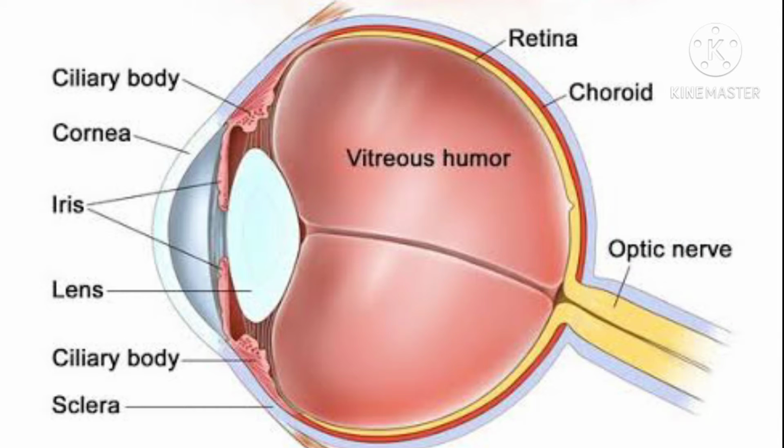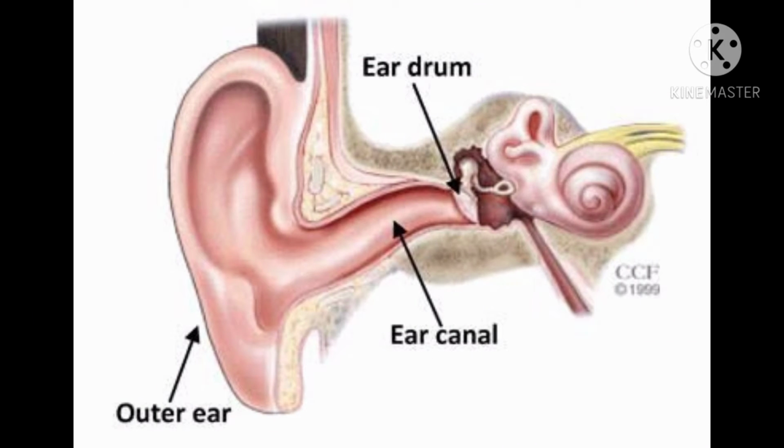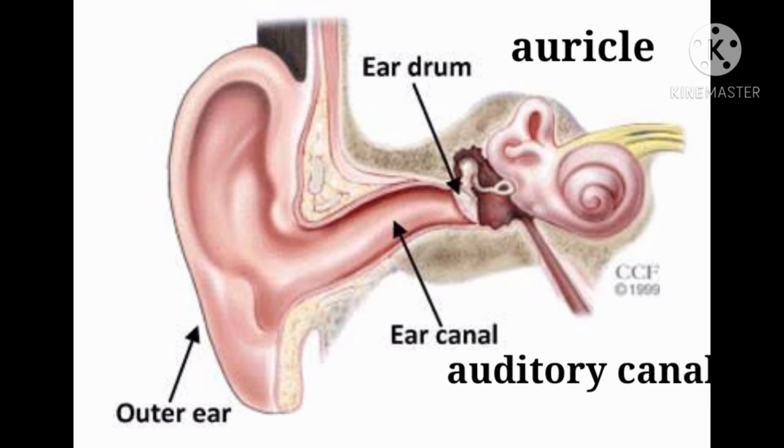The next part of the sense organs is the ears. The ears are your sense organs of hearing. You hear sounds coming from many sources and from different directions. The ear is divided into 3 compartments: the outer ear, the middle ear, and the inner ear. The part of the ear you see is the outer ear. It is made up of cartilage and skin. It has 2 parts, the auricle and the auditory canal.